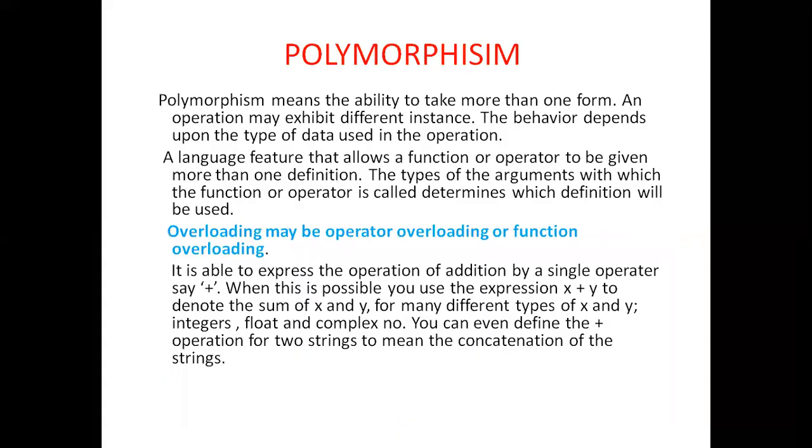Now see polymorphism. Polymorphism means a single name with multiple forms. The ability to take more than one form is called polymorphism. For example, suppose you want to add two numbers, 3 plus 2. How much output will come? 5.